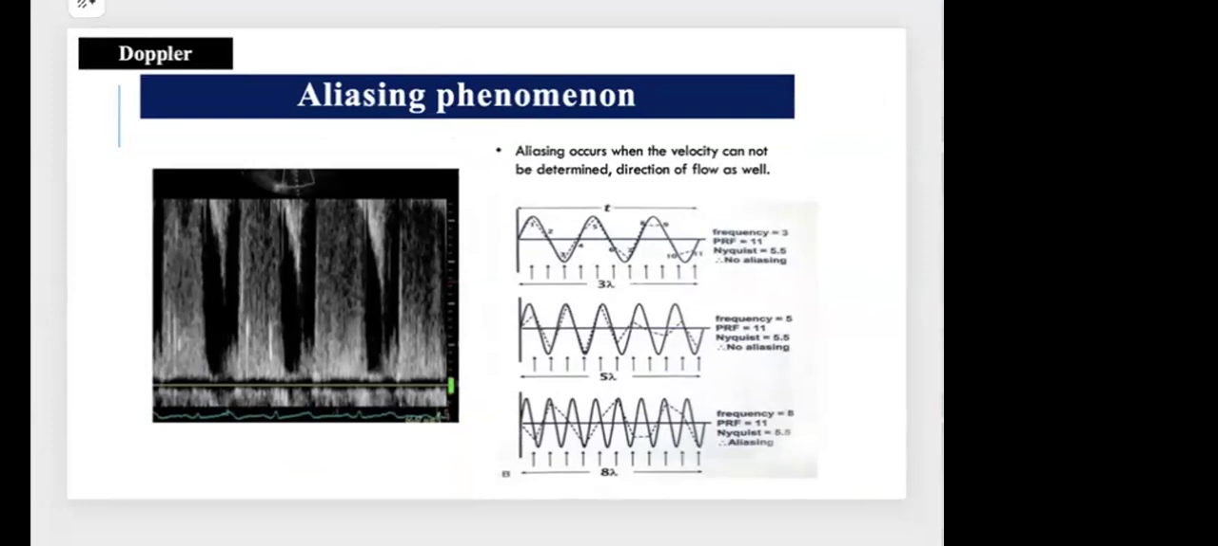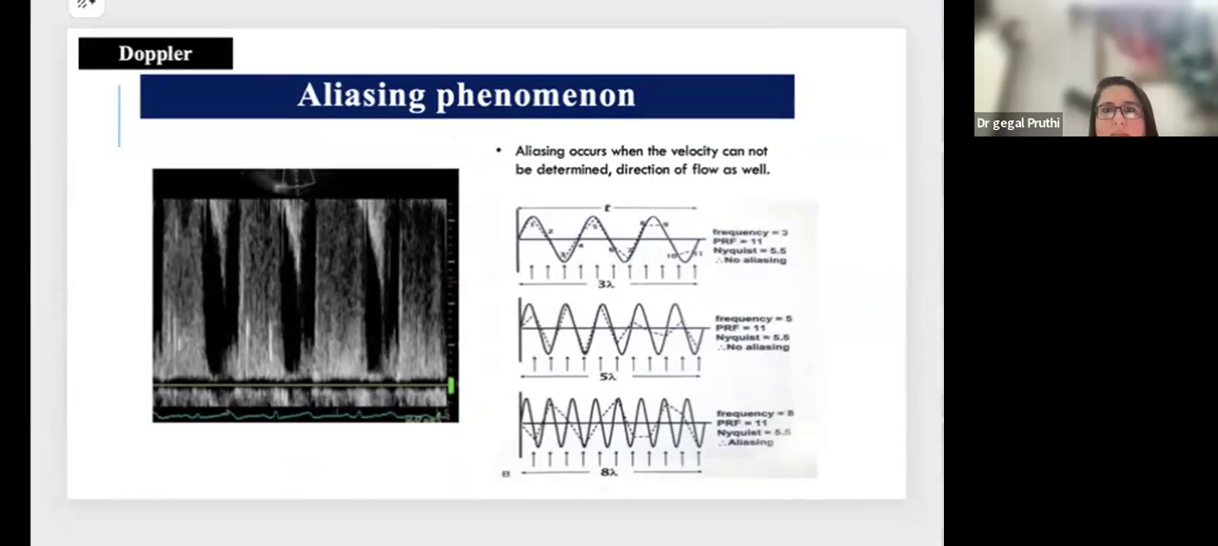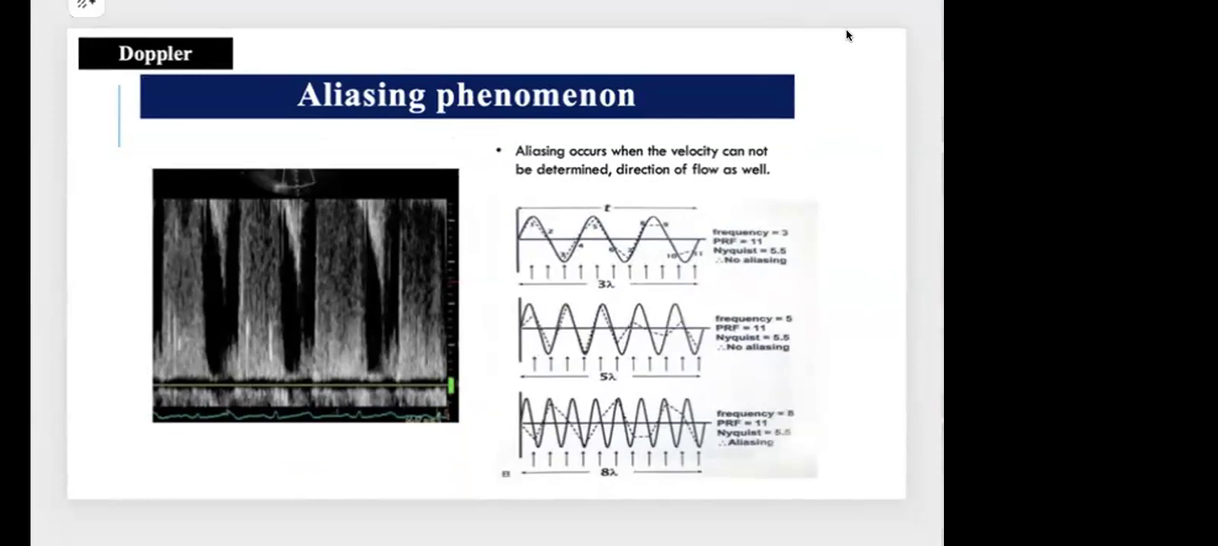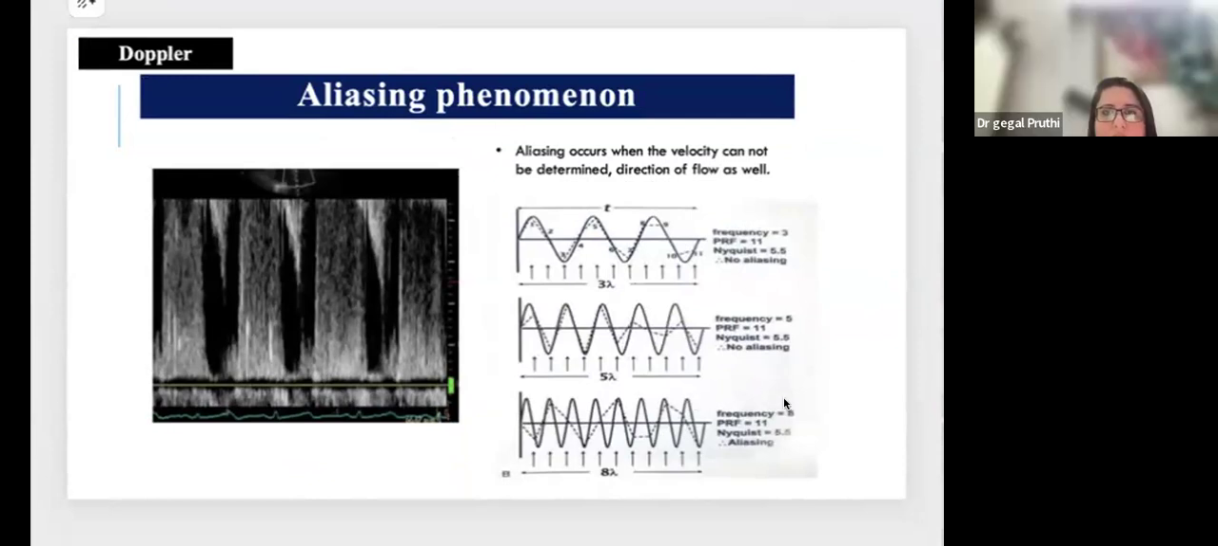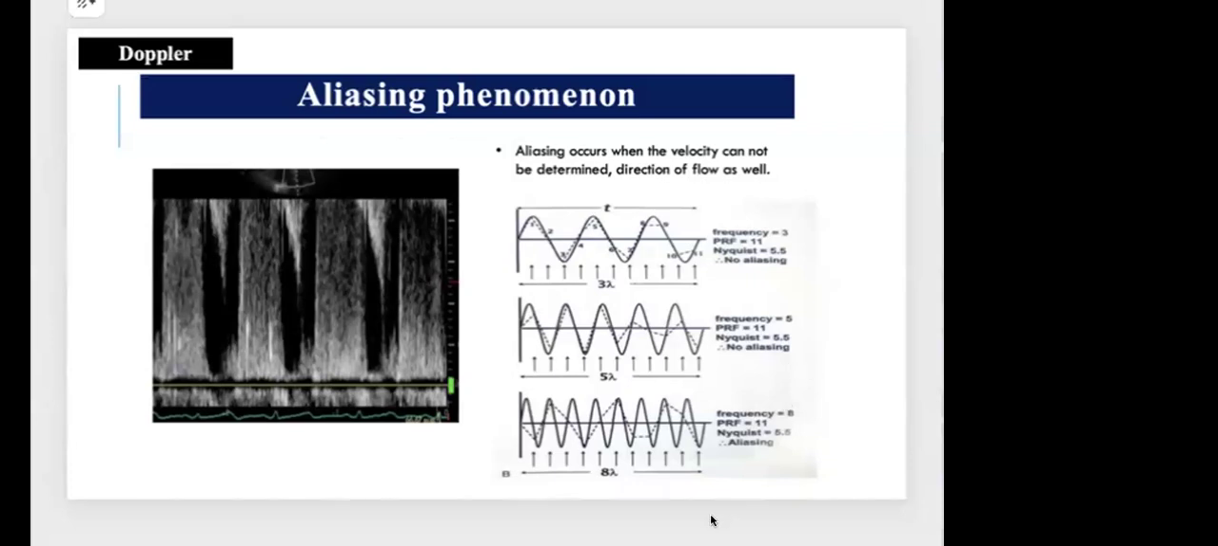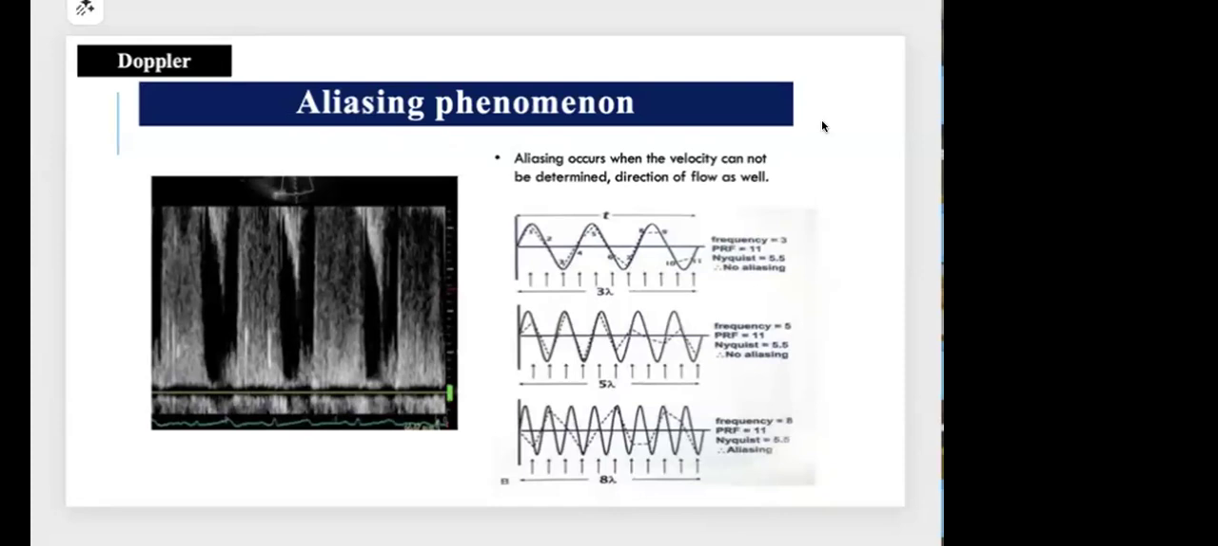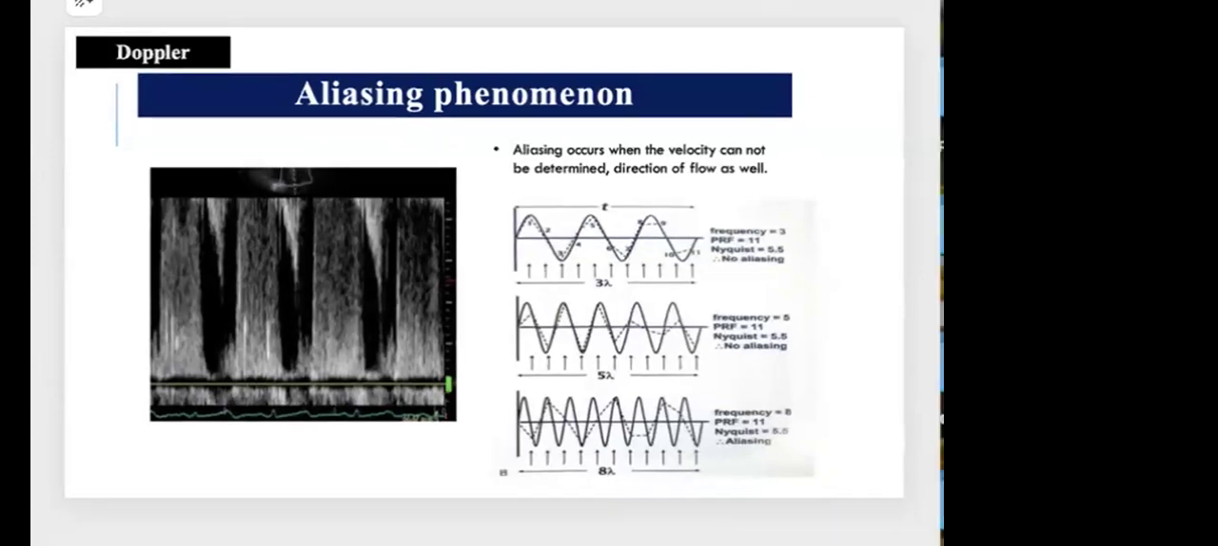Third phenomena. Yes, ma'am. Phenomena of aliasing. This frequency 8, which frequency is this? Frequency of the probe. Okay. Because by all this, what we mean clinically is whenever velocity is high, frequency 8, I mean, we don't use that much frequency for 2D, isn't it? Yeah. This was just a hypothetical example to understand.